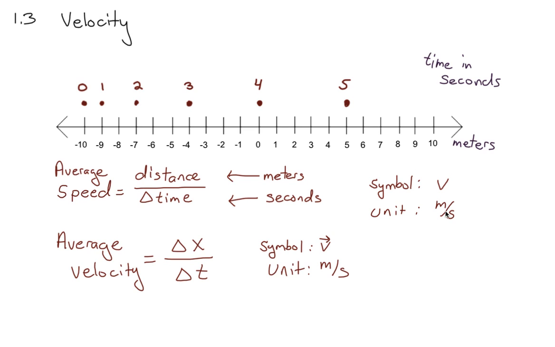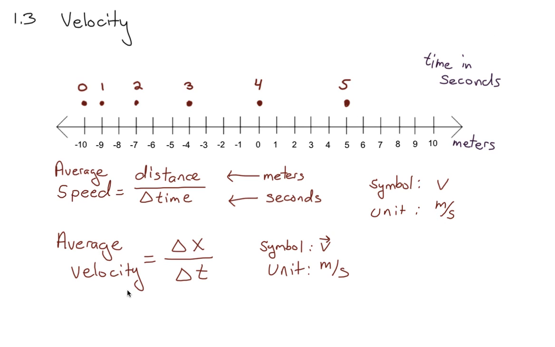The symbol that we use for speed typically is the letter V. And V is the first letter of the word velocity, so that might not seem quite right. Why aren't we using S for speed? S is typically used for something else. Sometimes people just write out speed or average speed instead of even using a symbol for it. And again, the unit being the meter per second.